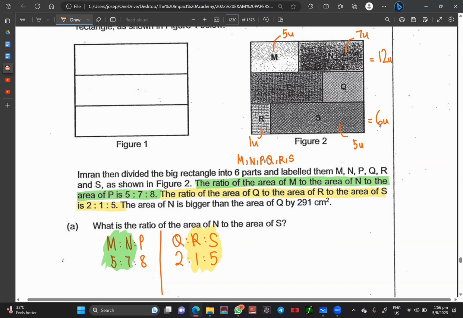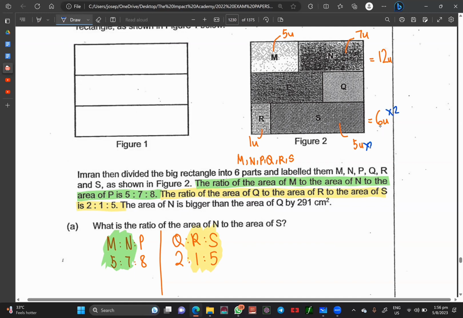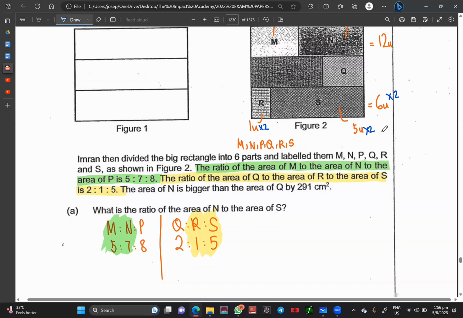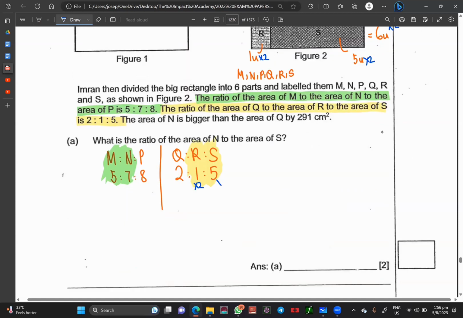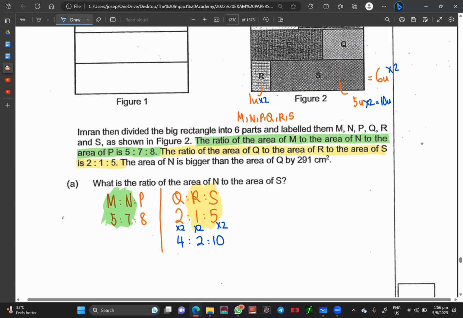True? So what do we want to do? We want to simply times 2 to this, times 2 to this, times 2 to this. So we reflect that in our ratio. So we times 2 to this, we get 4:2:10. Do you agree so far? All right, so now this becomes 10 units. This becomes 12 units. This becomes 2 units. Let's see if everything is 12, okay?